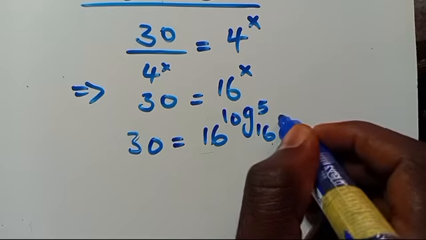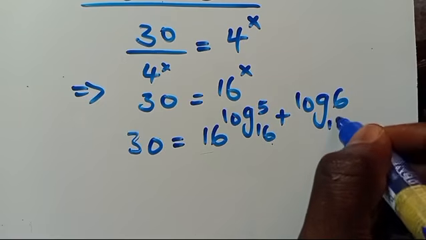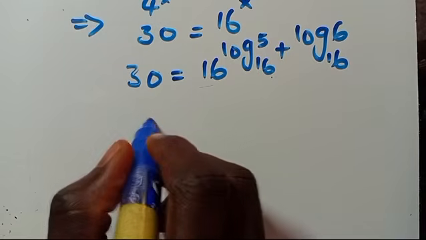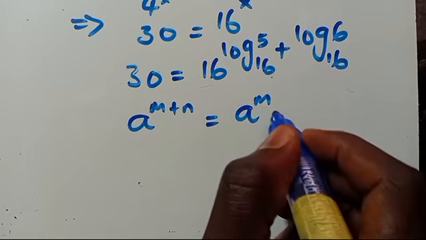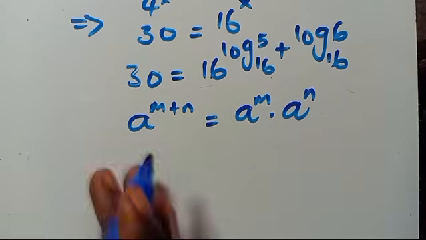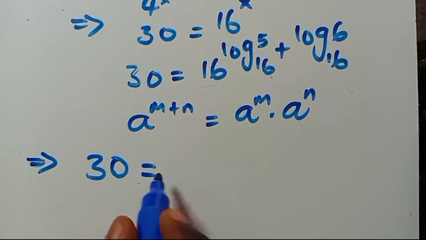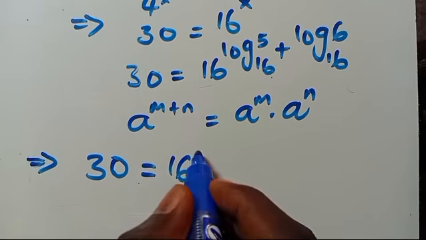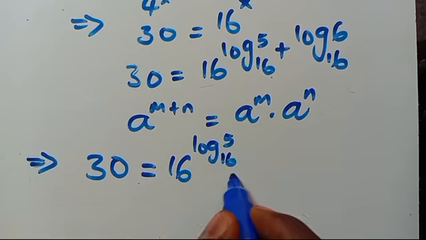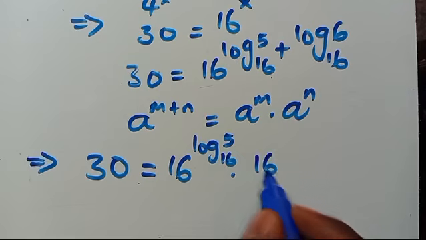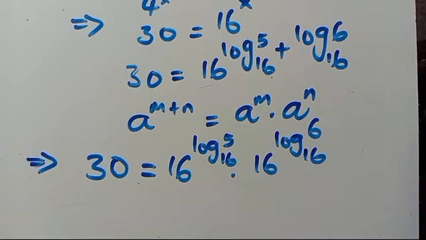log 5 in base 16 plus log 6 in base 16. When you have a to the power of m plus n equals a to the power of m times a to the power of n, so from here we have 30 equals 16 to the power of log 5 in base 16 times 16 to the power of log 6 in base 16.